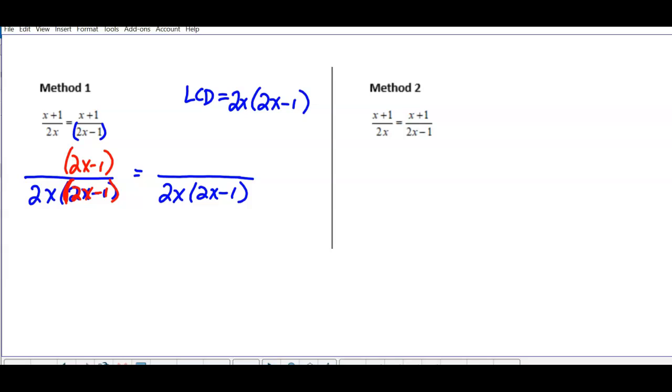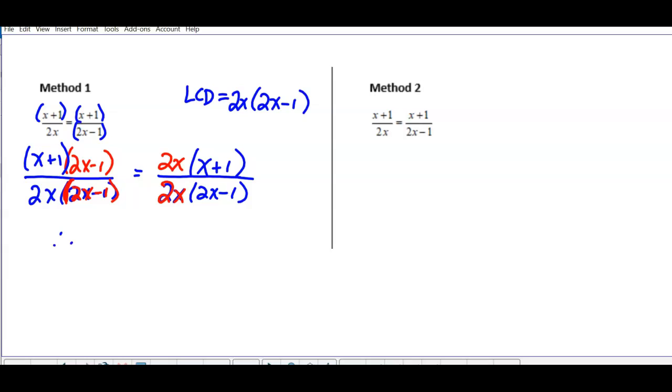Okay, and so the original numerator was x plus 1. Put brackets. Right? Can't just show it as x plus 1. It needs to be in brackets. And then on the right side, we have to multiply this by 2x, so we have to do the same in the numerator. And what was there before was x plus 1. Right, so these are the same now.